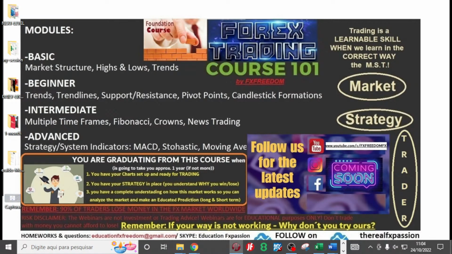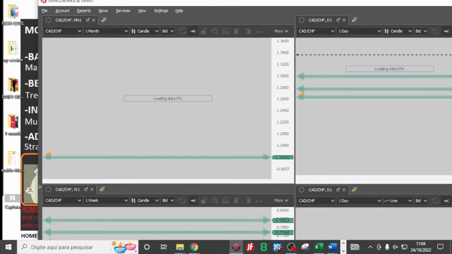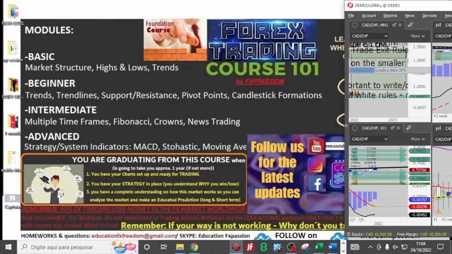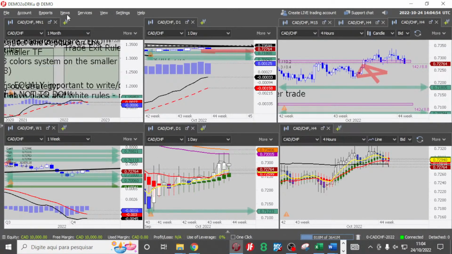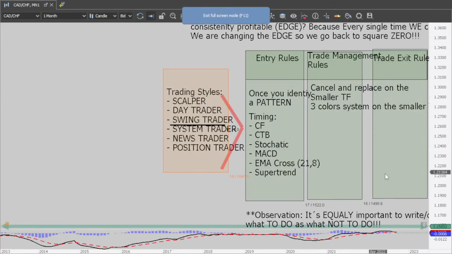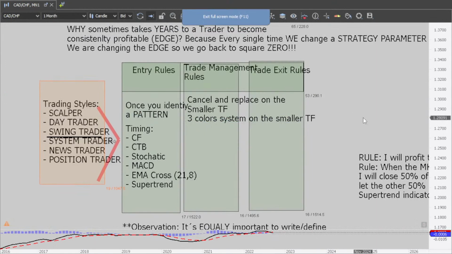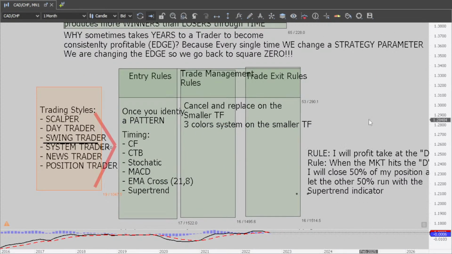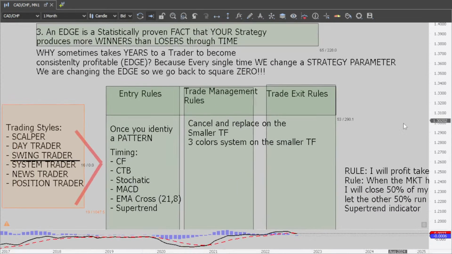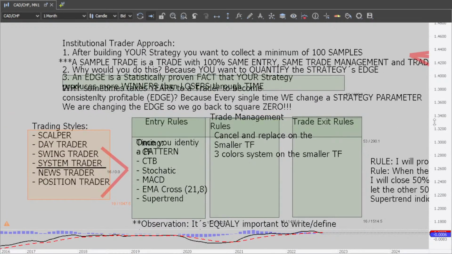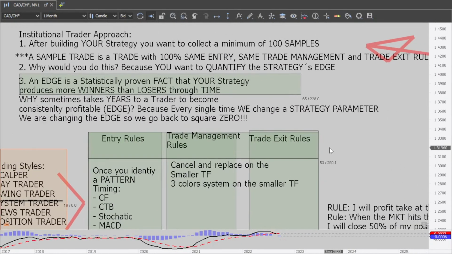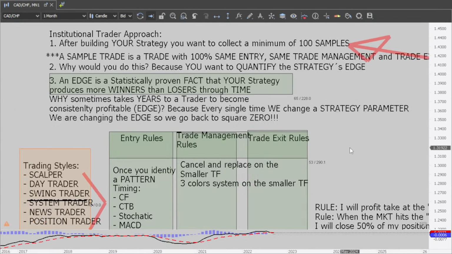It was CAD CHF, right? The currency pair where we started. What is your strategy? Oops. Give me a second, everybody. So here you are. Okay. Rule 1. Give me a second, everybody. So this was it. Okay, recap: an institutional trader approach.